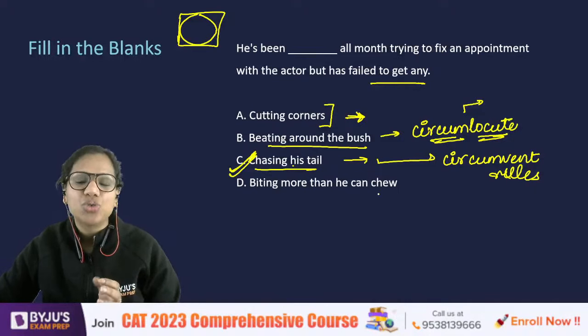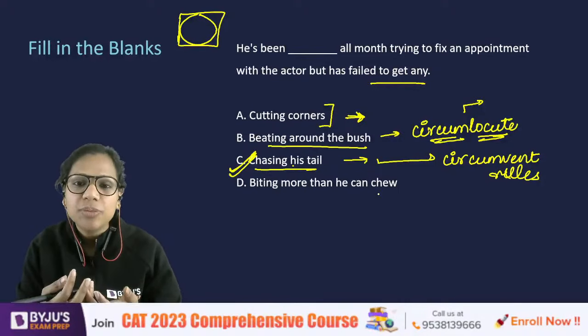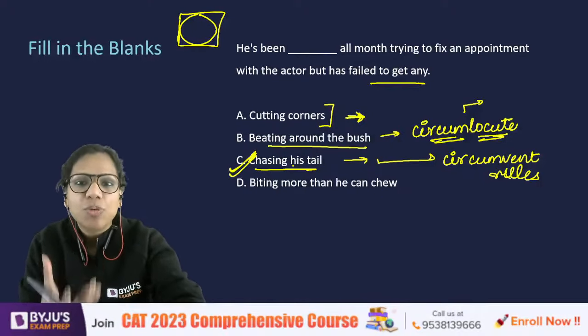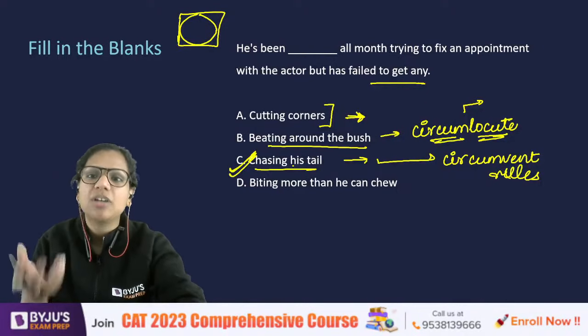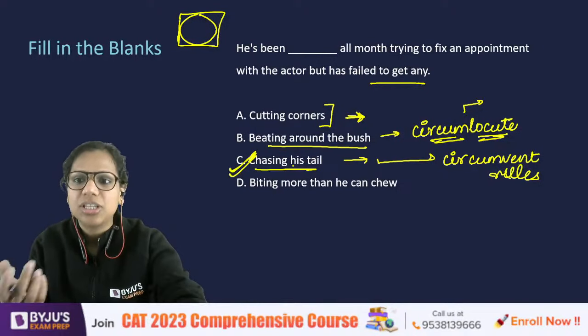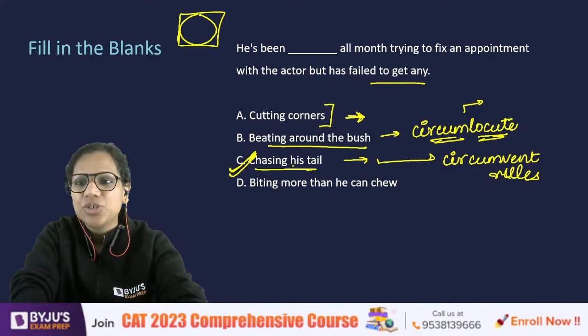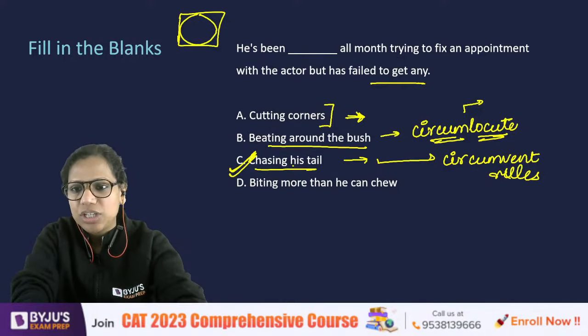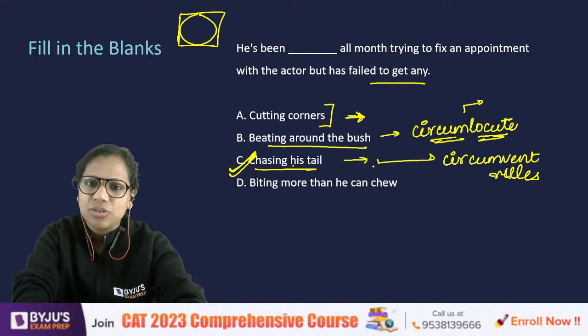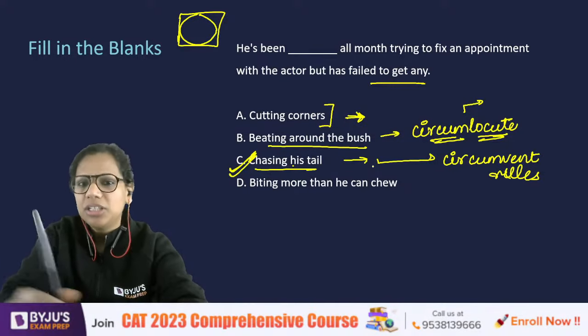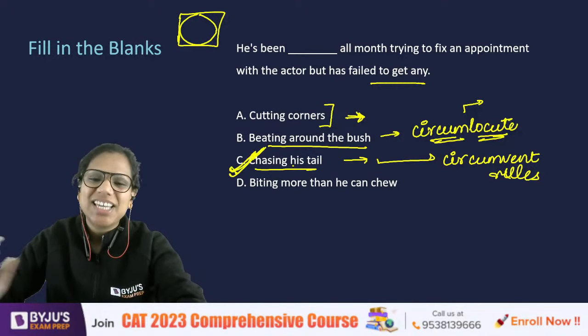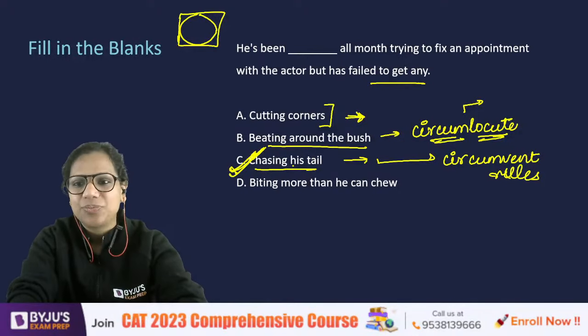Biting more than he can chew. When you bite more than you can chew, you take up more responsibilities than you can fulfill. You take up more tasks than you can accomplish. That's when you bite more than you can chew, right? So this is an idiom question, Vrinda, right? It's also used for ghosting someone. Okay, that's new for me. I'll check. So C is the answer here, chasing his tail.